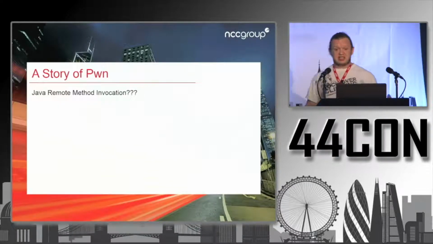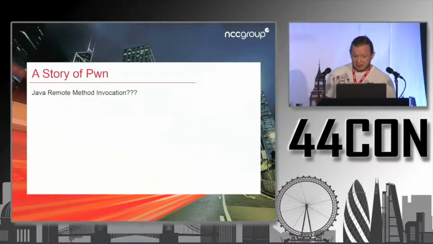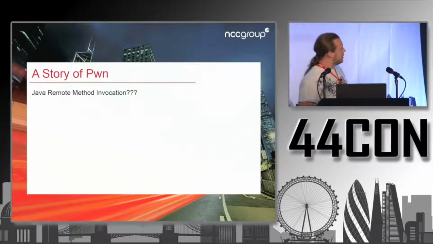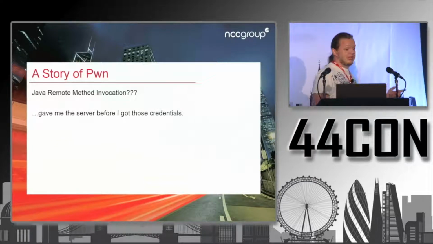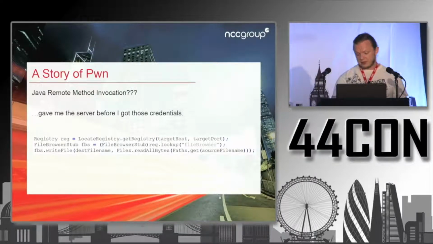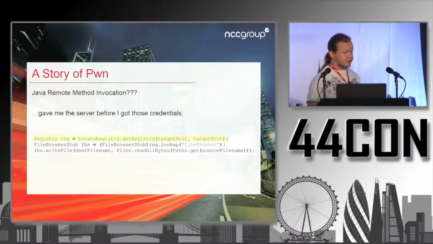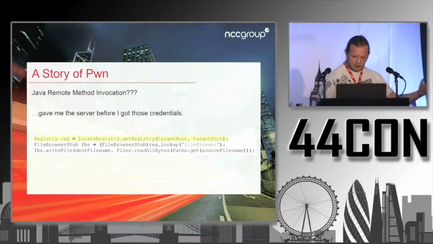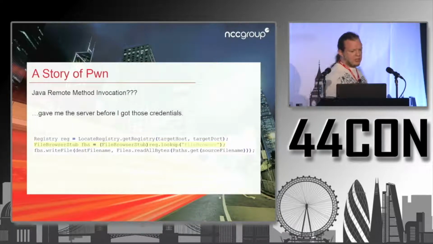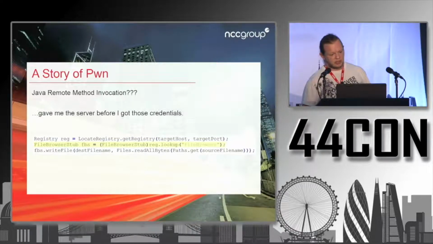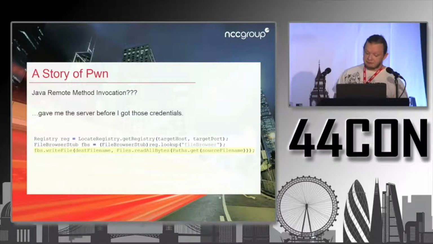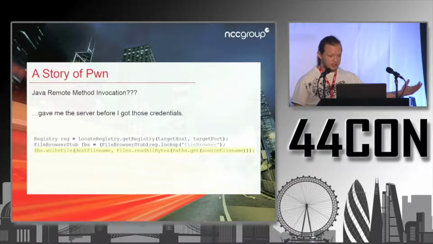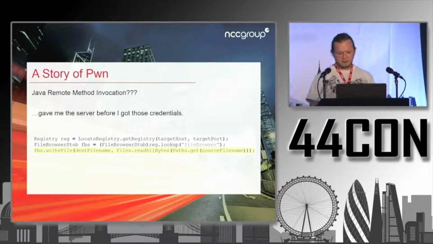Lots of people had heard of this, and told me this is really old stuff, really lame, but that sounded interesting to me. Remote Method Invocation. And this service actually gave me the server before I got the credentials to the application. And it was really easy, actually. It was these 3 lines of Java code. First one, I get a reference to the RMI Registry Service, pointing at the target server and port. I then asked that service to give me an object which was called File Browser. I then said, File Browser, write this file to this file name, and these are the contents.